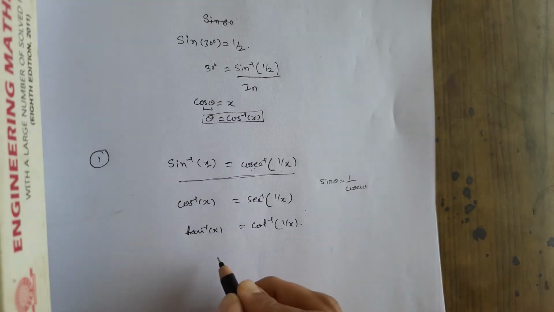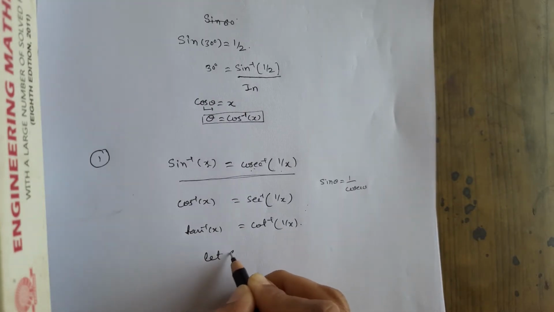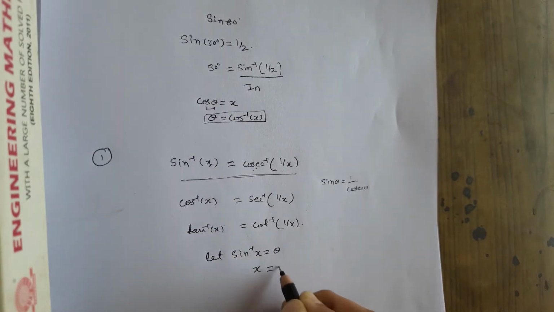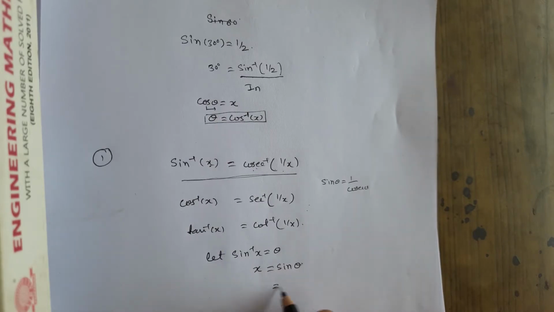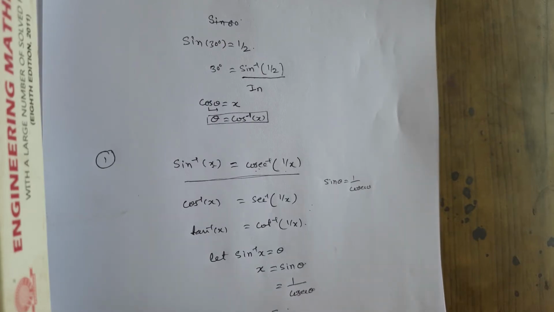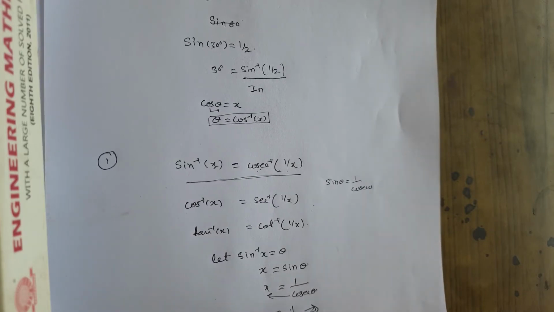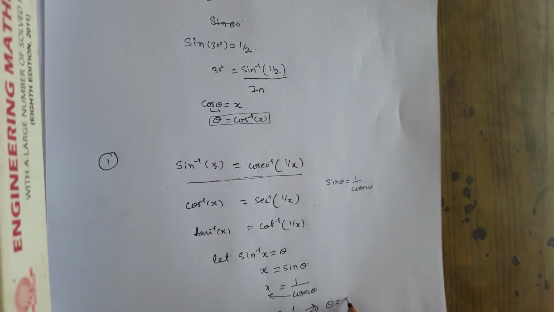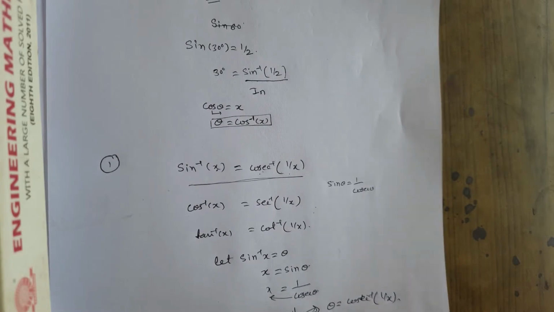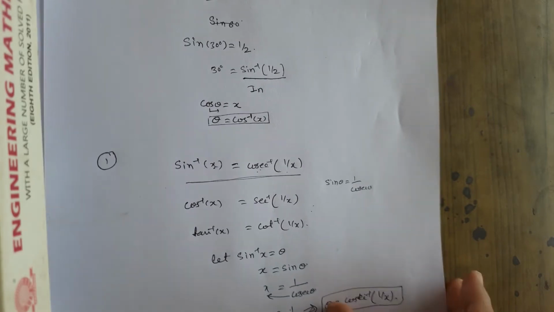How do we prove this property? For example, let sine inverse of x equal theta. By definition, x equals sine theta, which is equal to 1 upon cosec theta. So cosec theta equals 1 upon x, and from the inverse definition, theta equals cosec inverse of 1 upon x. That's how we prove it. You can try the other ratios also.